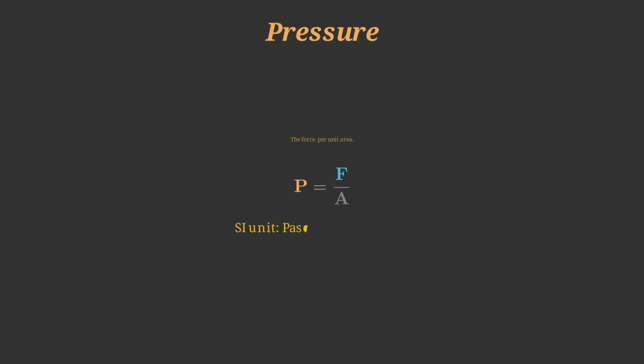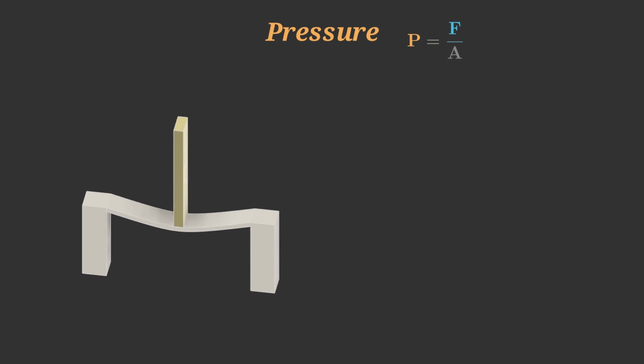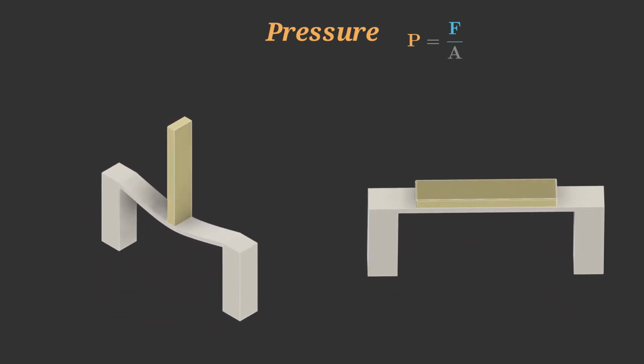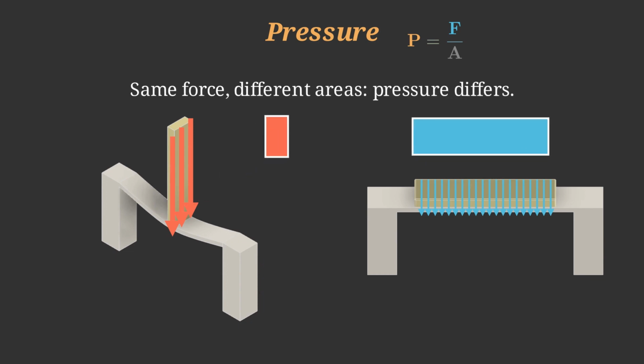Pressure is the force applied per unit area. As shown below, the same force on two different areas creates different pressures. The smaller area has higher pressure, causing deformation in the beam. The larger area spreads the force, resulting in lower pressure and no deformation at all.